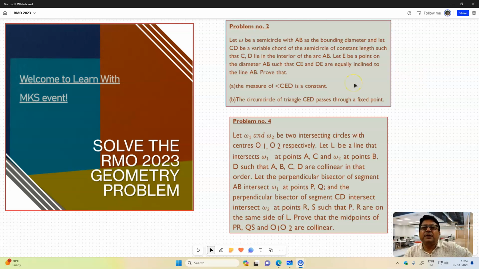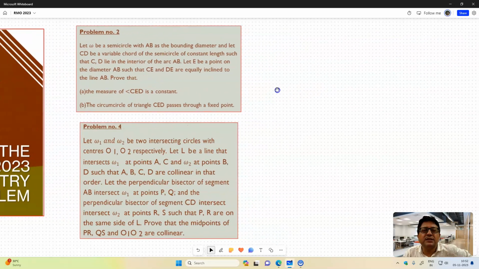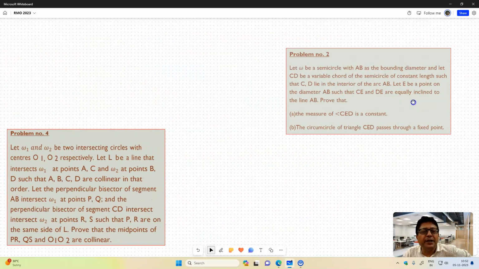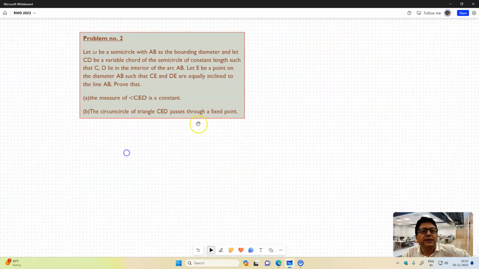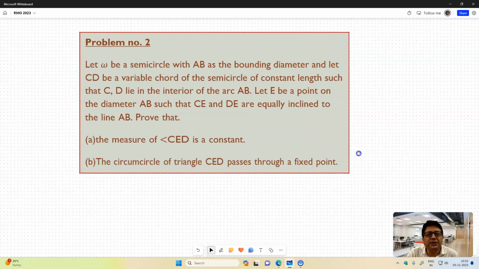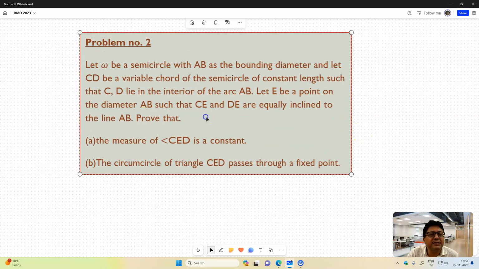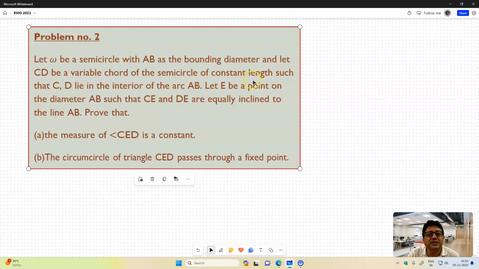This was problem number 2, where they have asked, let omega be a semicircle with AB as the bounding diameter. CD be a variable chord of semicircle of constant length. Chord variable, but its length is constant. CD lie interior of the arc AB.